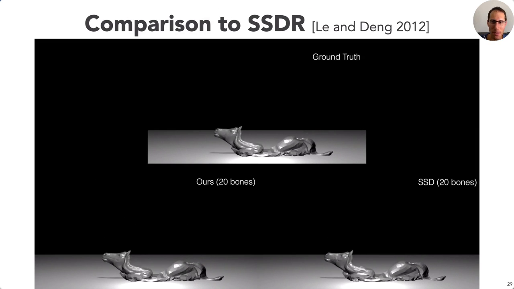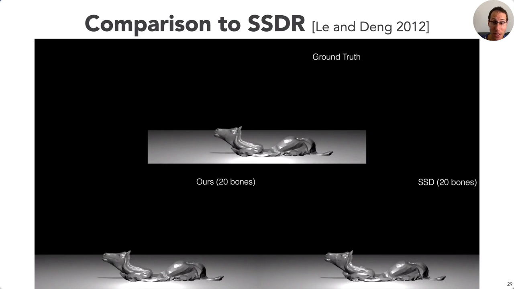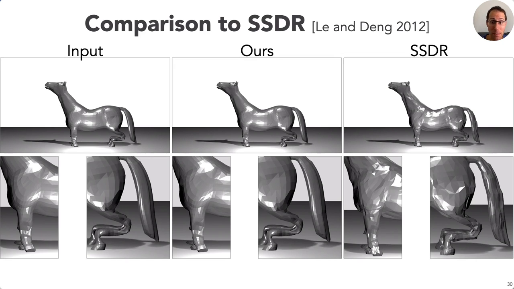Okay, here's another example. This horse is behaving very non-rigidly, which is very challenging for the SSDR technique since it maintains transformation rigidity. But you can see here around the neck and around the legs, the surface has lost a lot of its smooth qualities.